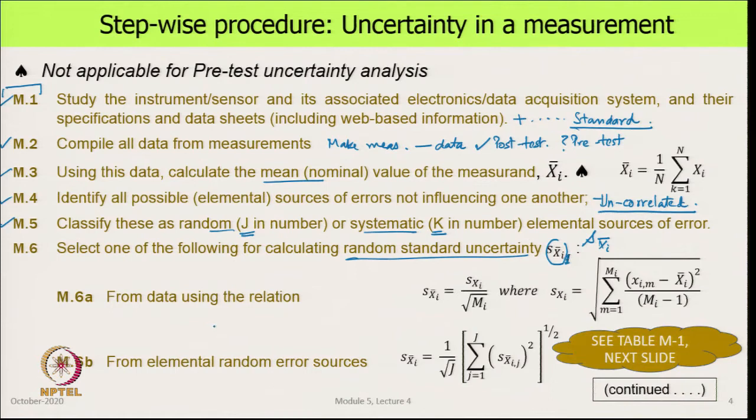From the data, we can calculate S_xi bar, which is S_xi upon square root M_i, where S_xi is the standard deviation of the sample. Or we identify the elemental random error sources and then use this formula to get the value of random standard uncertainty. And this we can do using this Table M1, which we will now see next.